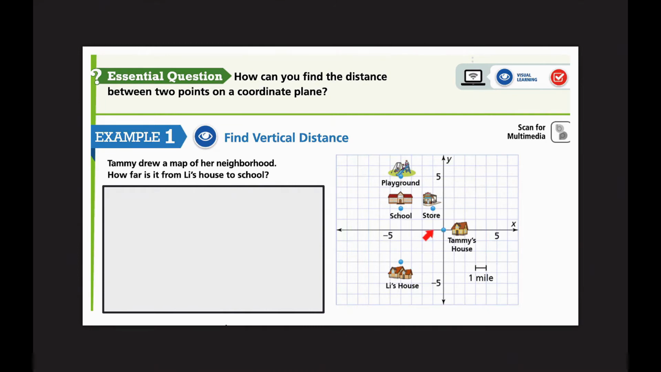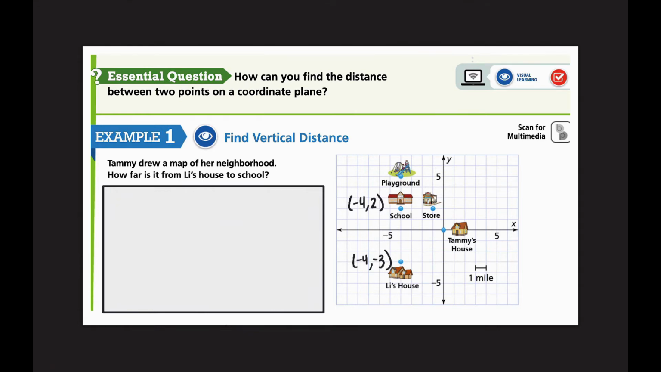So we'll go 1, 2, 3, 4. So -4, then 1, 2, +2. So school is -4, 2. Now Lee's house, 1, 2, 3, 4, is also -4. But let's look at our y. So we're at 4, then 1, 2, 3, down 3, which is -3.